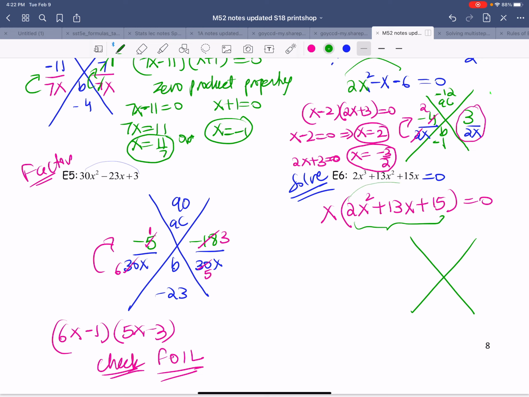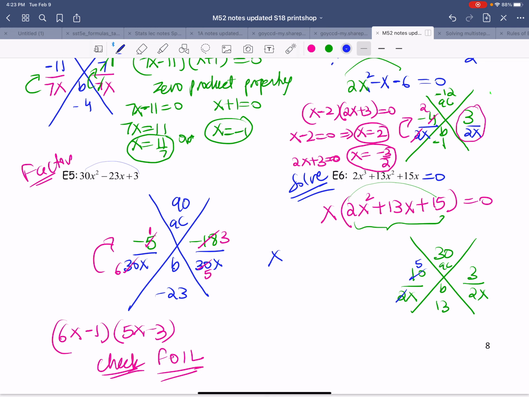A times c would be 15 times 2, which is 30. And b is 13. Two numbers that multiply to give you 30 and add up to give you 13 are 10 and 3. We're going to divide both of them with a 2x and a 2x. All right, so there's a 5. Here we are. We still have the x outside in the front. Do not drop that x.